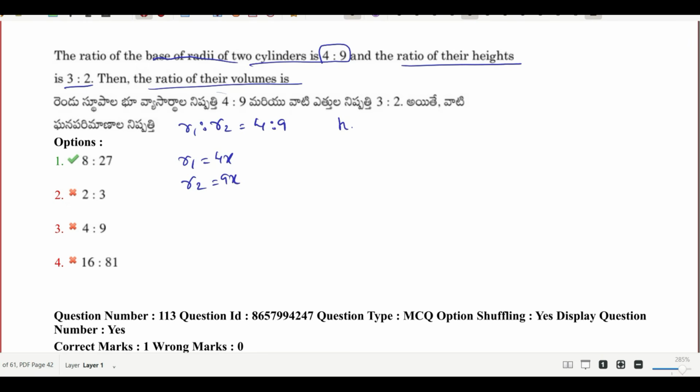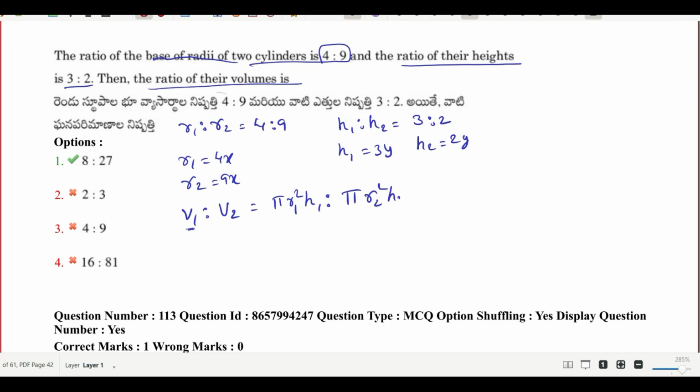And what else have we been given? The heights ratio. Height 1 is to height 2 as 3:2. So I suppose height 1 as 3y and height 2 as 2y. What we are asked to find out is the volumes ratio, volume 1 is to volume 2. The volume of a cylinder, we know the formula, is pi r square h. So volume 1 is pi r1 square into h1, and volume 2 is pi r2 square into h2.